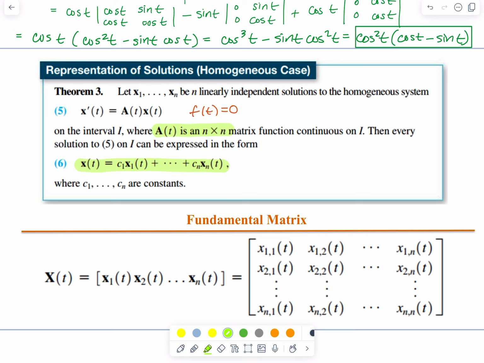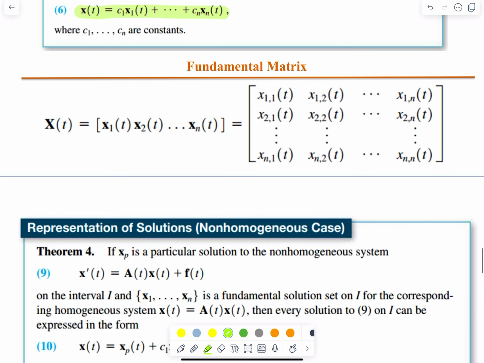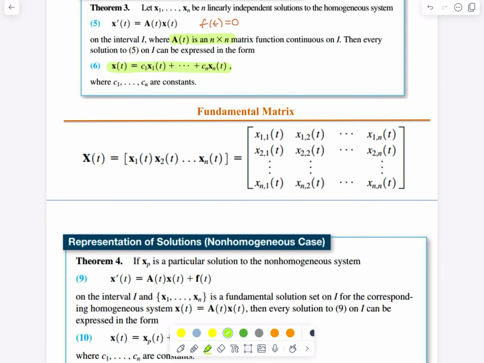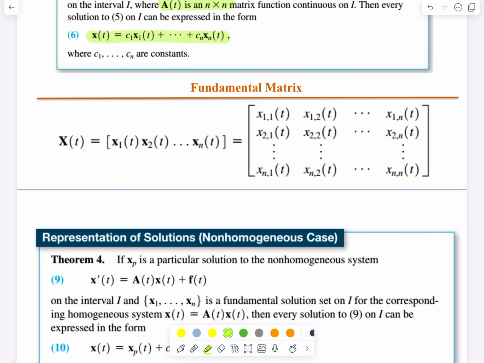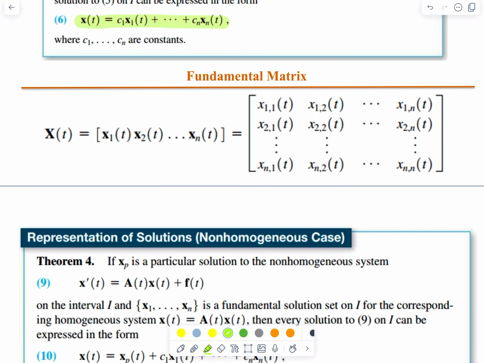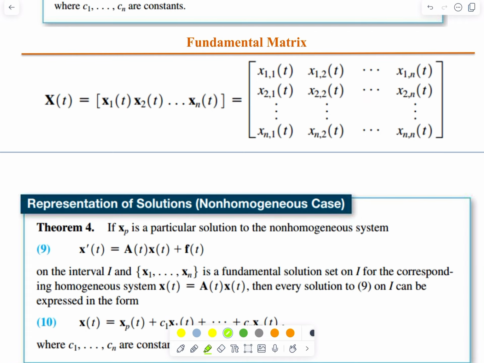Now let's talk about what a fundamental matrix is. We have a set of solutions that are linearly independent on our interval I, and their Wronskian does not vanish on that interval. This is called a fundamental solution set. And so here we have this matrix. We have taken the vectors in the fundamental solution set and let them form columns of the matrix.